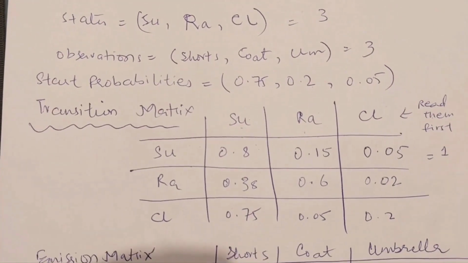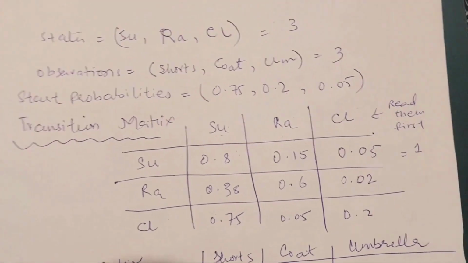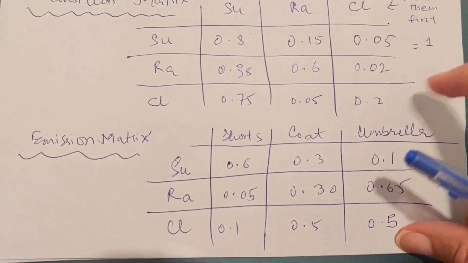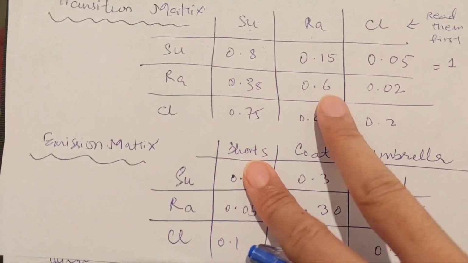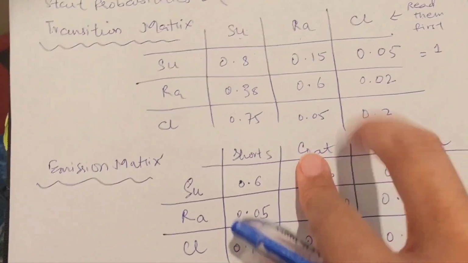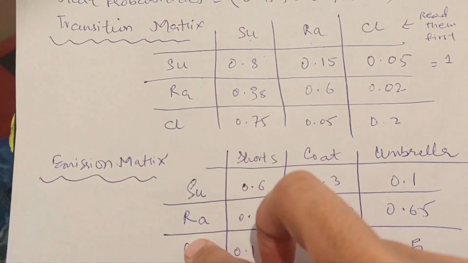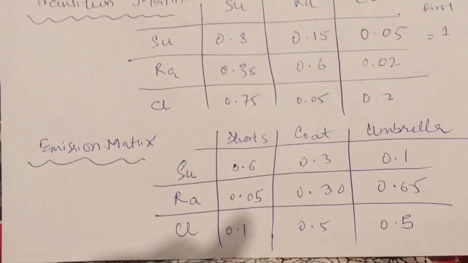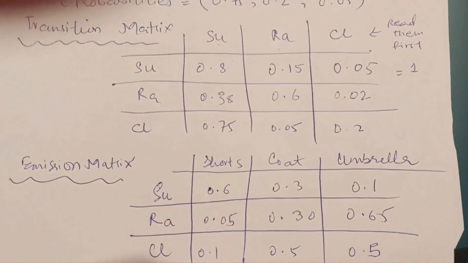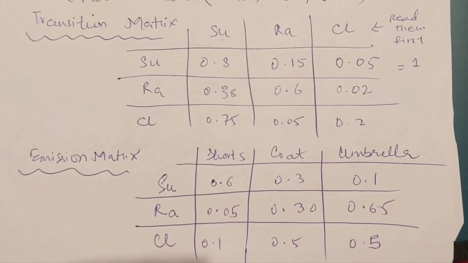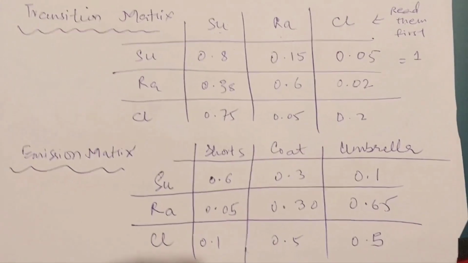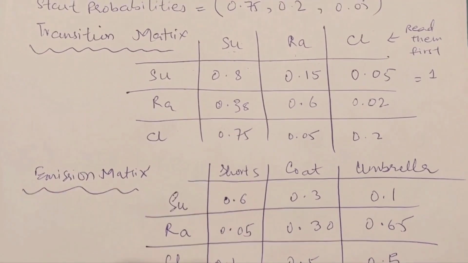So after writing the transition matrix, we can go on to the emission matrix. The emission matrix is basically relating the output states with your hidden states. So we write down all the emission states or the observations, that the person is wearing shorts, coat or umbrella, and on this side we are writing the hidden states. The hidden states related with shorts, coat and umbrella give you 0.3, 0.6, 0.3, 0.1, 0.05, 0.30, 0.65, 0.1, 0.5 and 0.5. You can even relate it from the diagram.